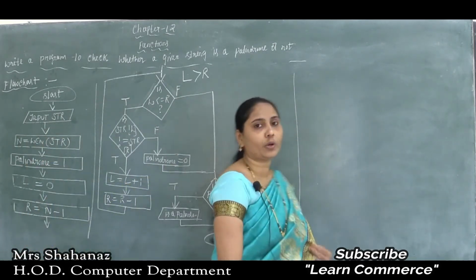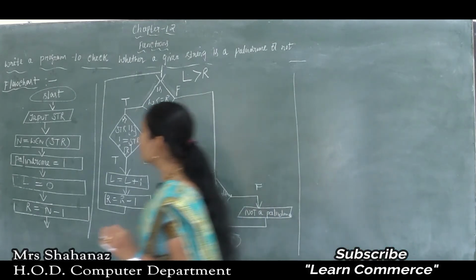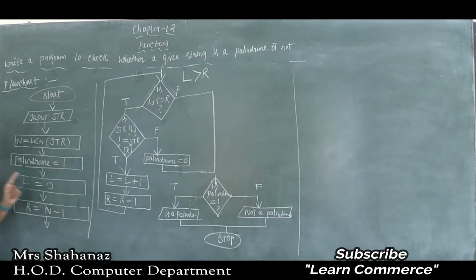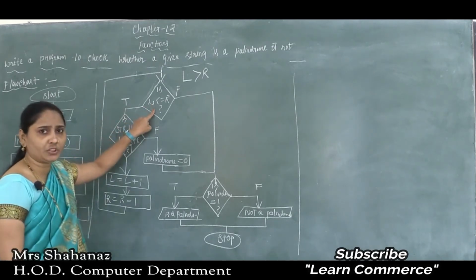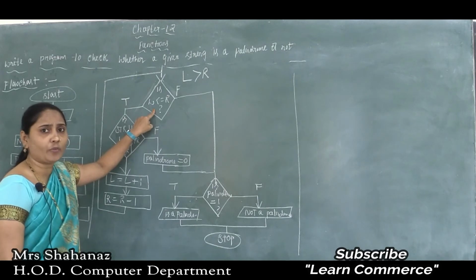So how to write the program? Before going to write the program, just once more I want to say the meaning of each point. As we know, input a string, find the length of the string by using the process symbol, palindrome is equal to 1, that means the given word is a palindrome. L value is initialized to 0, R value is n minus 1, one less than the length of the string, because we know the position values start from 0, so 0 to 4. Correct? Later we need to check one condition, and how are we going to check it?